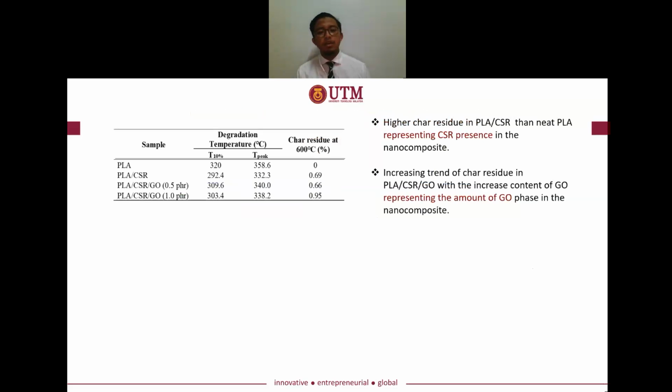At 600 degrees Celsius, PLA is 100% degraded, and we can see that when we incorporate caustic rubber and graphene oxide, the char residue increases, and this shows that there is presence of CSR and graphene oxide.